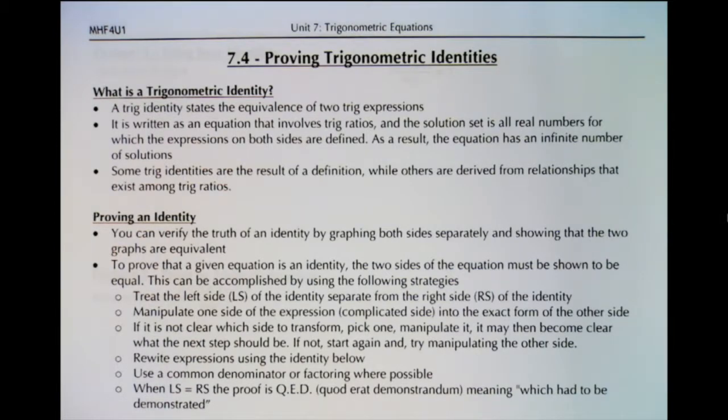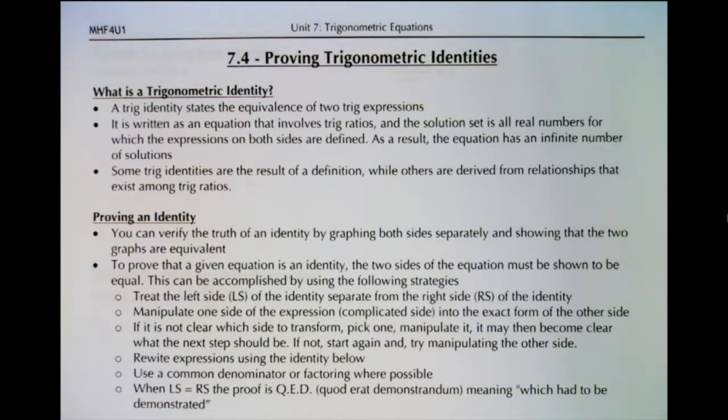But working from one side to prove an identity, once you've manipulated that one side to look like the other side, you have proven the identity. And once you've proven the identity, you can use the QED notation, which means that you have demonstrated that it is true. QED stands for quod erat demonstrandum, and it is Latin for which had to be demonstrated.